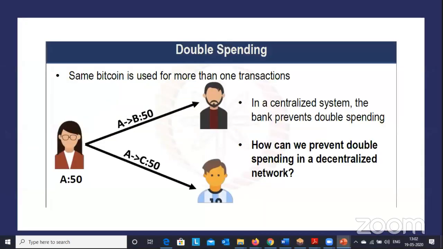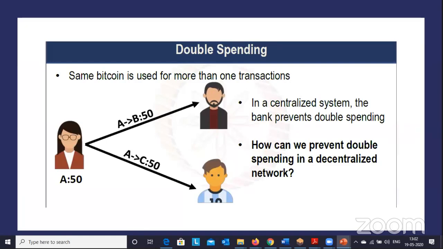Now there is one problem in the Bitcoin network: the double spending problem. What is meant by double spending? In normal bank scenarios, the bank will verify whether you have a sufficient balance to transfer the amount. If you don't have sufficient balance, you cannot make any transaction. In the Bitcoin network, who will verify that? Now you can see the scenario. Alice has 50 Bitcoins. At the same time, she transfers the 50 Bitcoins to both B and C. This is an invalid transaction.